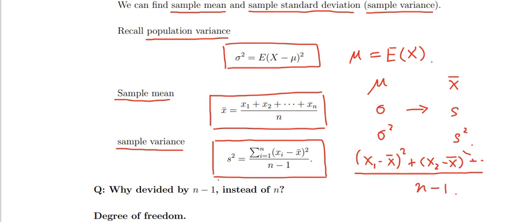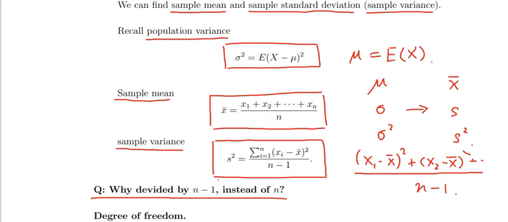So here we have a bigger question. Why divide by n minus 1? An average should be divided by n, right? Add them up, divide by n, just like the sample mean. But for the sample variance, we add them up and divide by n minus 1. Okay, so here we have the question: why divide by n minus 1 instead of n?